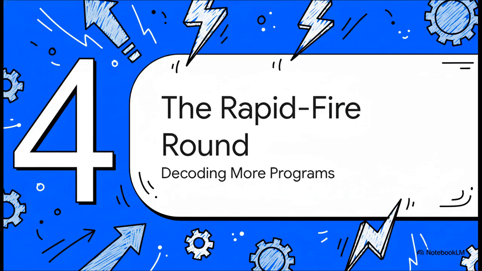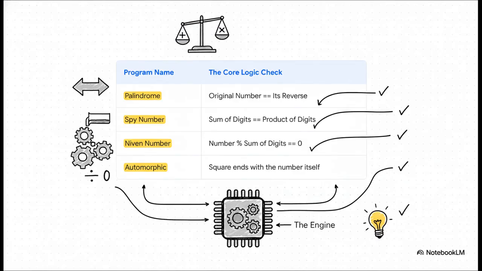Okay, are you feeling confident? I hope so. Let's kick it up a notch with a quick rapid-fire round to see how this pattern applies to even more programs. Let's go. A palindrome number? Well, you just check if the original number is equal to its reverse, and you already know how to get the reverse. A spy number? Check if the sum of the digits equals the product of the digits. Both are easy calculations you can do inside the engine. A Niven number? Check if the original number is perfectly divisible by the sum of its digits.